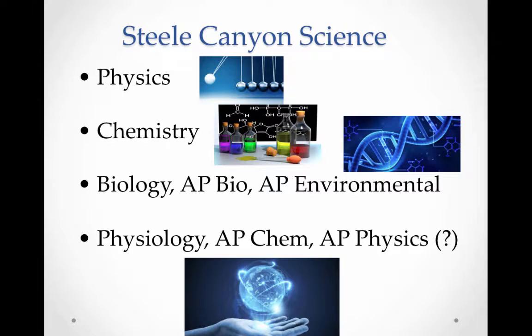Our Steele Canyon Science progression. We start in 9th grade with physics, the most fundamental of all of the sciences. Then the students can take that broad fundamental background to better understand chemistry, how atoms tie together to make up all the matter in our universe. And then they'll take their understanding of chemistry to better understand the life sciences in the junior year of either biology, AP biology, or AP environmental science, and life sciences being the most complex of all the sciences. In their senior year, they'll have an opportunity to take electives, either physiology, AP chemistry, or possibly even AP physics.